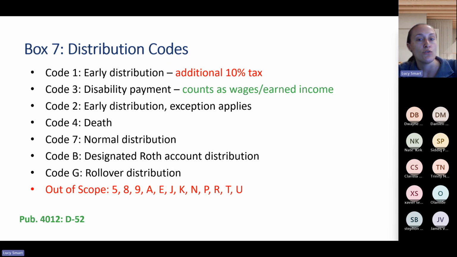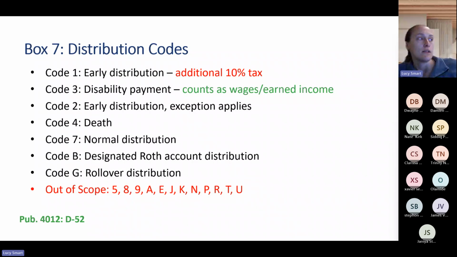Okay, let's skip ahead to codes 2, 4, 7, and B. Code 2 is an early distribution with an exception that applies, but it's already determined, so we don't have to do anything extra. Code 4 is for death, meaning they received this distribution from someone's account who passed away. Code 7 is a normal distribution, and Code B is a designated Roth account distribution. These are all in scope for basic volunteers when the taxable amount is determined in box 2 because TaxSlayer knows what to do with them and no one has to do anything extra.